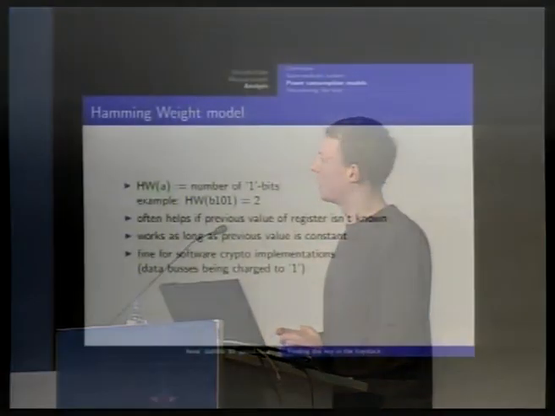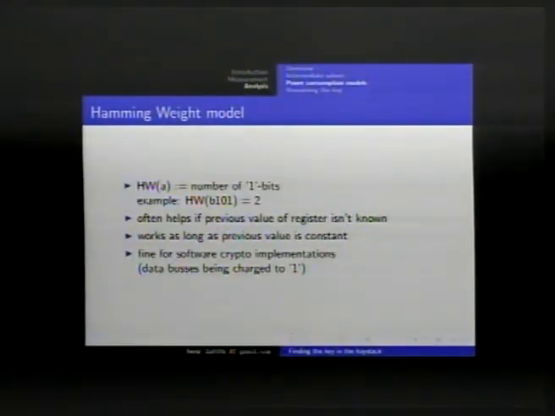If you ever want to attack a hardware AES encryption, you can think back to this slide and try it. Now another current consumption model is the Hamming weight model. Here the Hamming weight of a variable is the number of bits that are set to 1. So the Hamming weight of 101 will be 2.